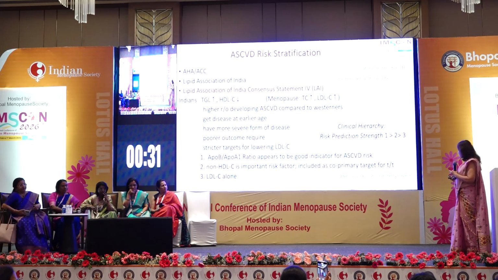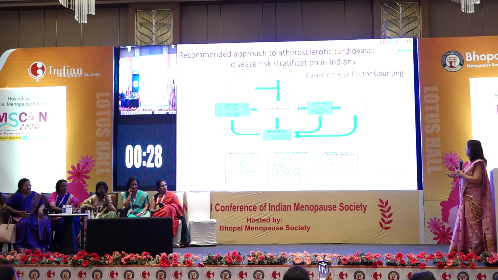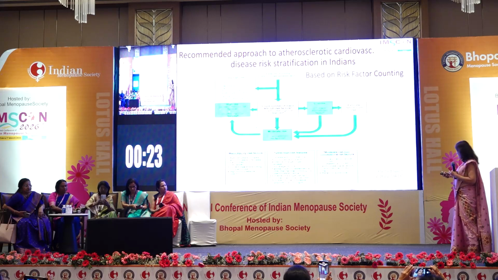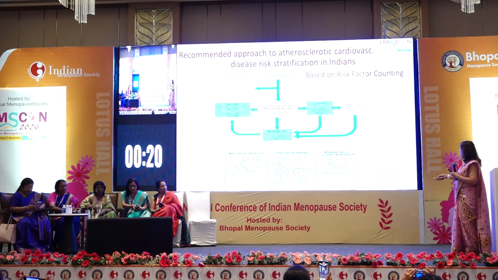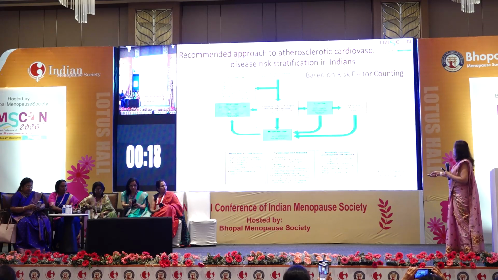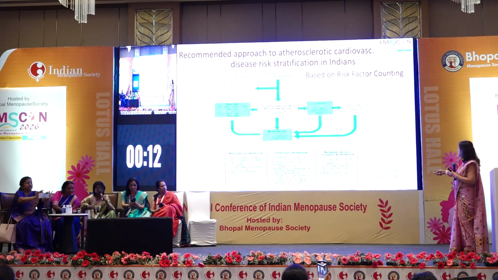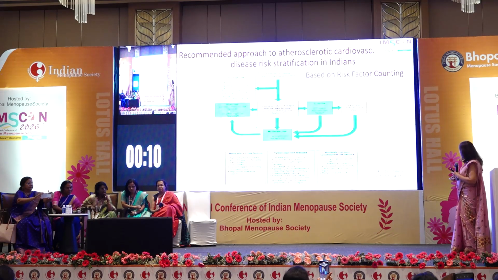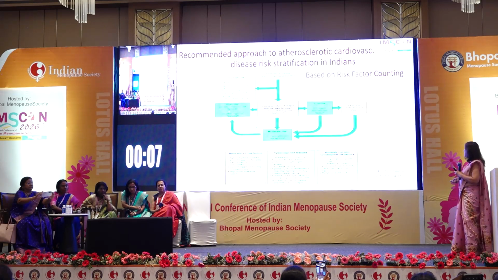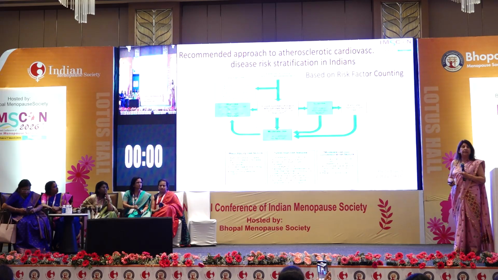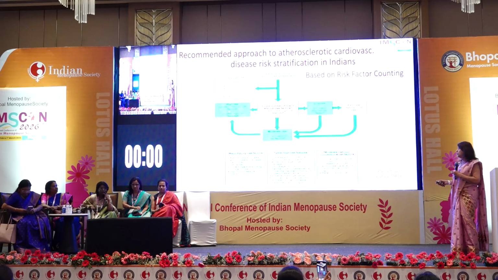So the Lipid Association of India has given this diagram. It's very simple. It's based on risk factor counting. From this table, you just count your risk factors, whichever there are. 0 to 1 makes you low risk, then 2 major is moderate risk, and so on. But from this table, if you pick up any of the risk enhancers, and you add more than one, the low risk moves to high risk, and so on. This is a beautiful way to do it.